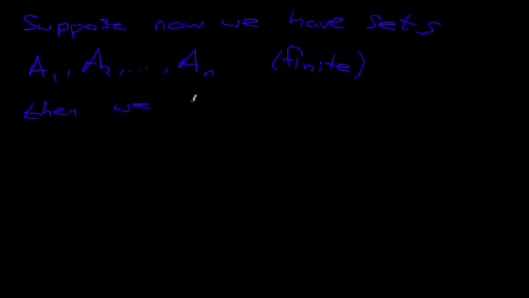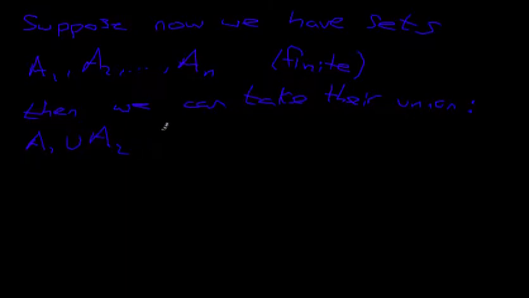Then we can take their union, like the union of all of these. So A1 union A2 union A3, etc. union AN, and we can rewrite this as the union from i equals 1 to n of Ai. Okay, hopefully this makes sense. This is like we're indexing all of the sets and we're unioning over all the possible indices.